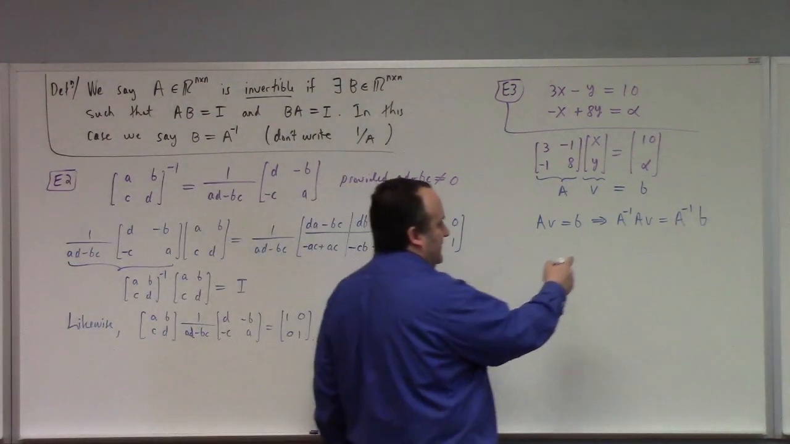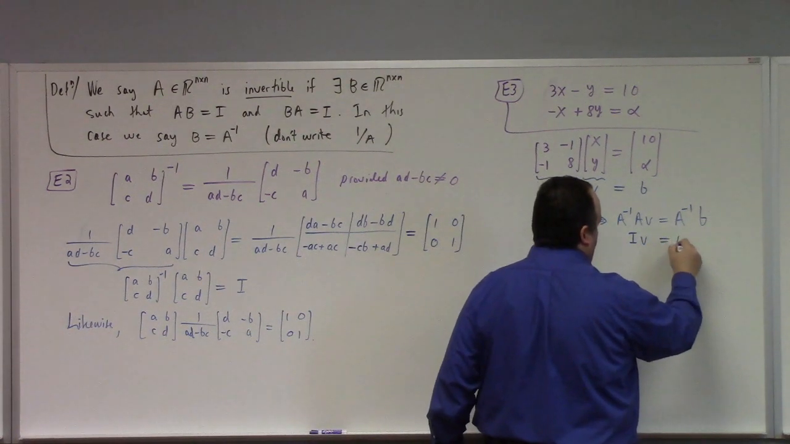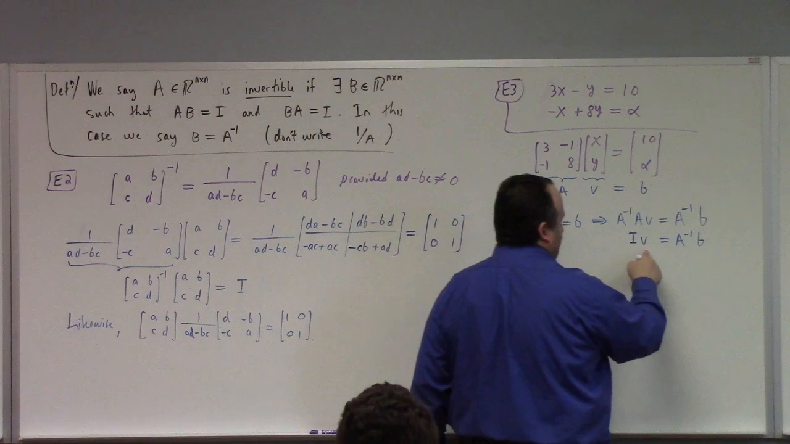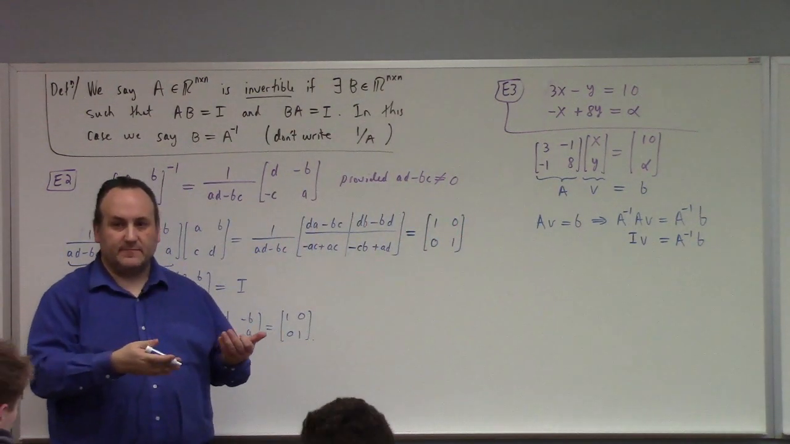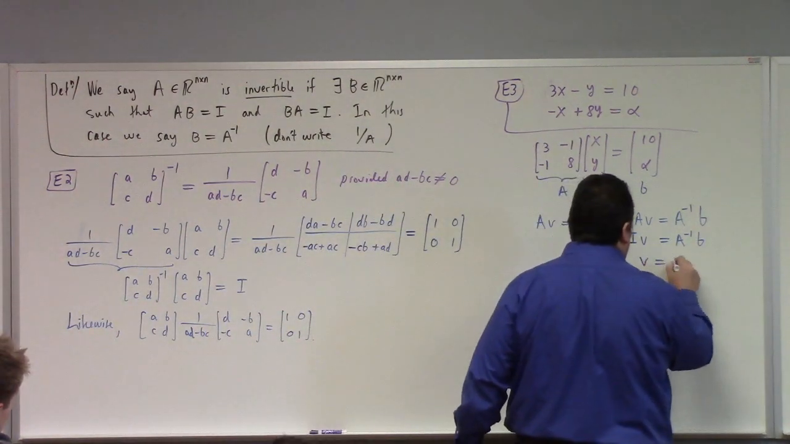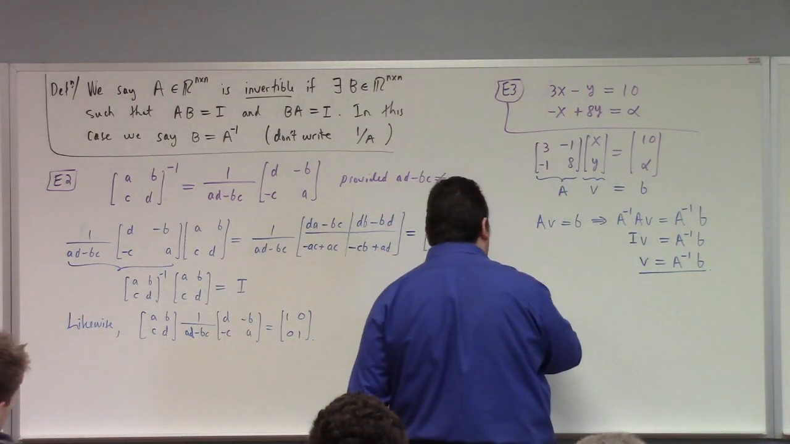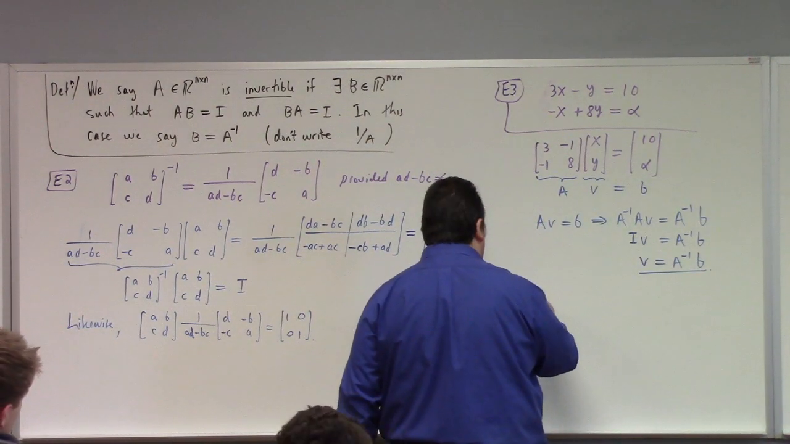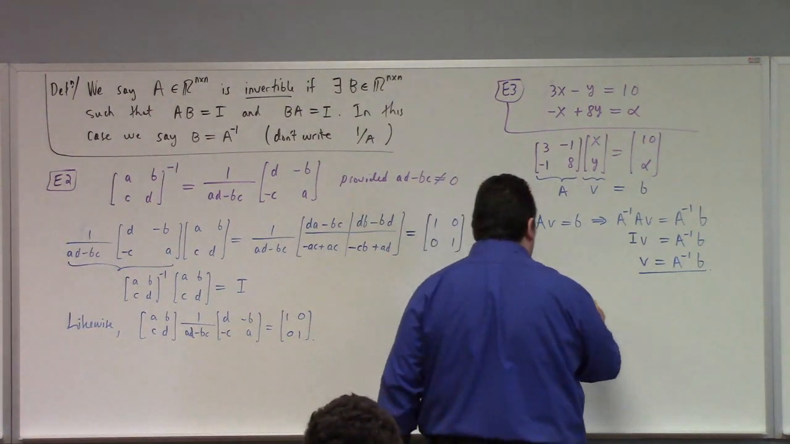So that gives, so what is A inverse? Well, that's IV, right? But what is I? Remember, identity matrix times anything just gives you back the anything, right? So that gives me V is A inverse B. But let's actually work that out. In other words, XY is equal to A inverse. What is A inverse here, though?